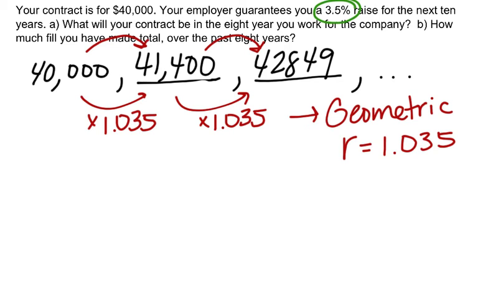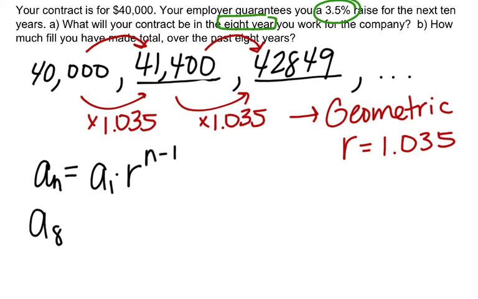Now we're interested in finding out what our contract will be the 8th year that we work for the company. Essentially that's asking us for the 8th term. So we want to write a formula for this sequence of numbers. In general, a geometric sequence can be written as a sub 1, the first term, times r raised to the n minus 1 power. So we're interested in a sub 8.